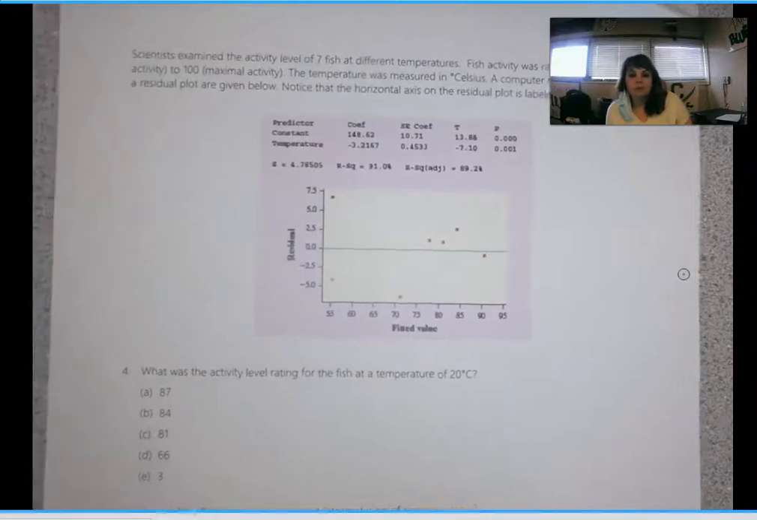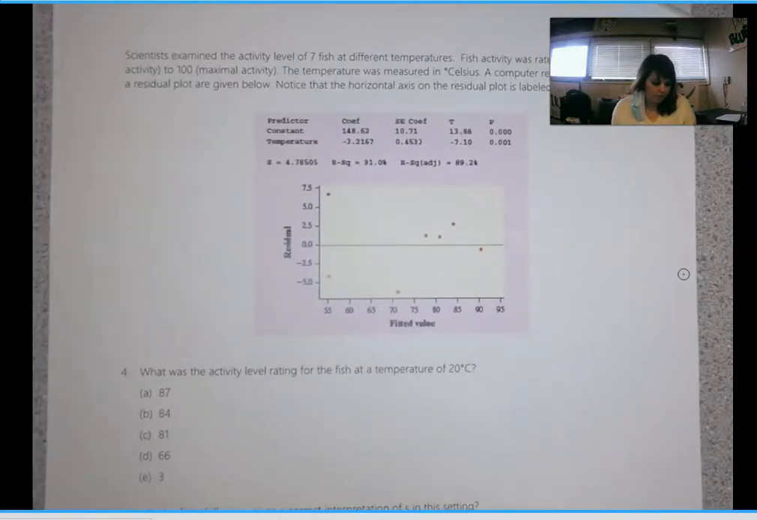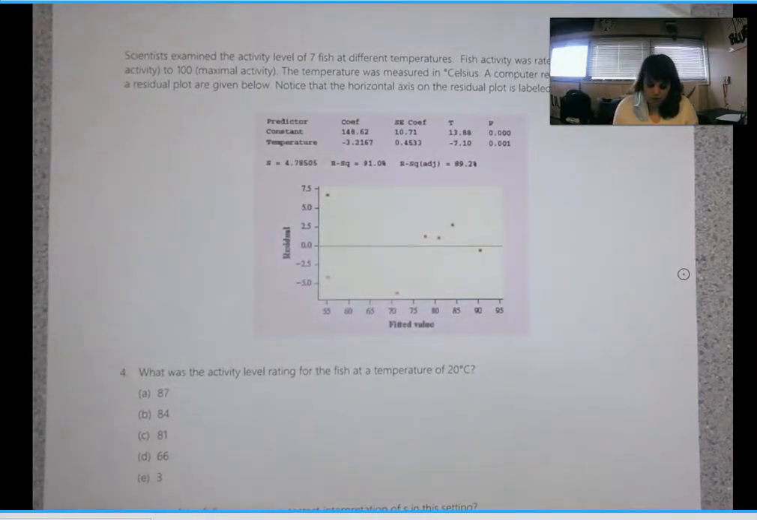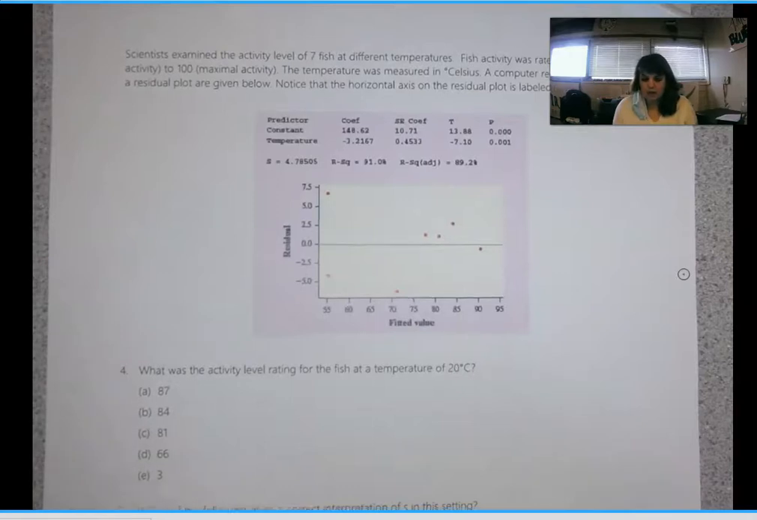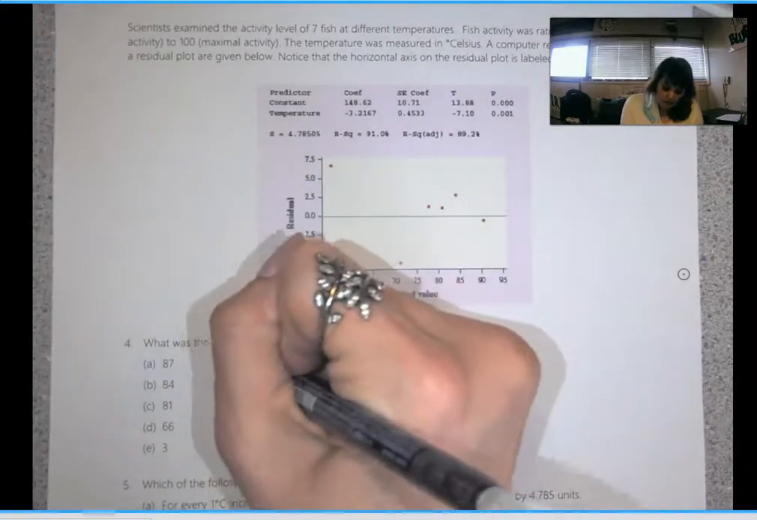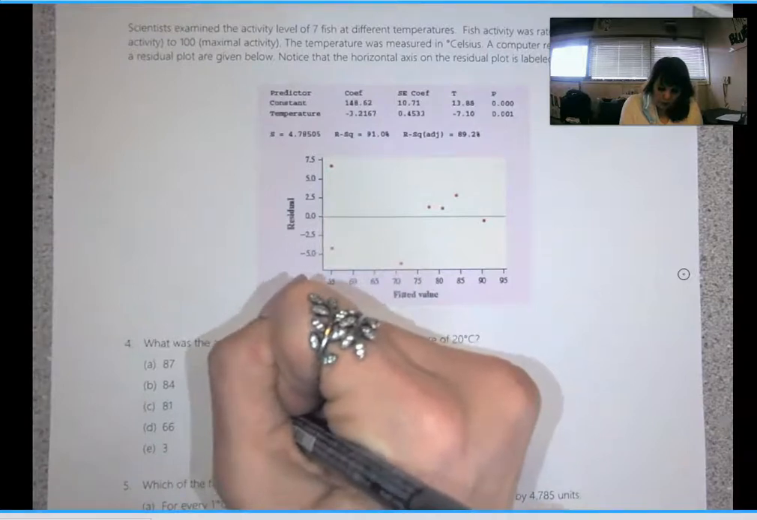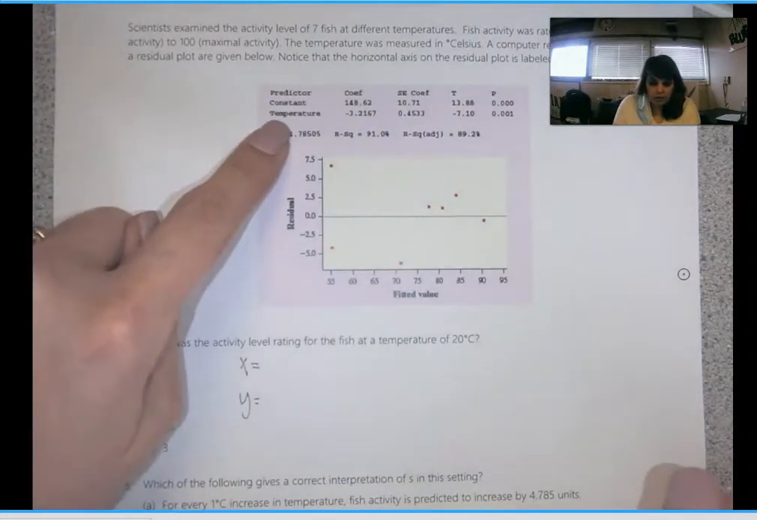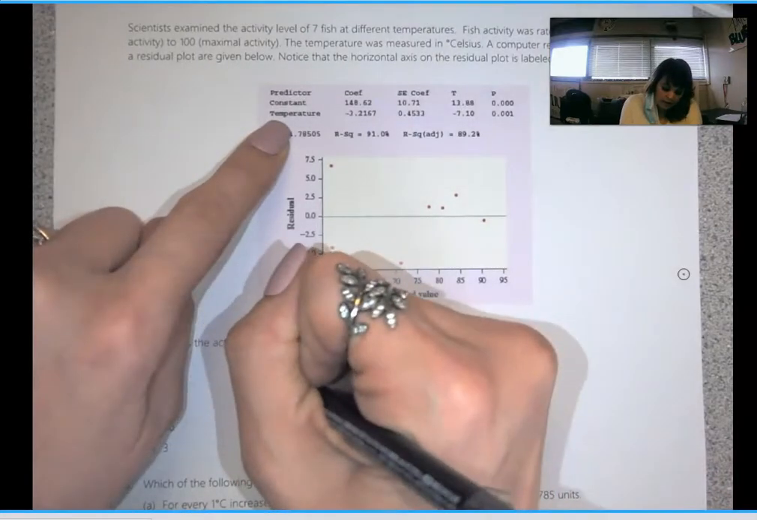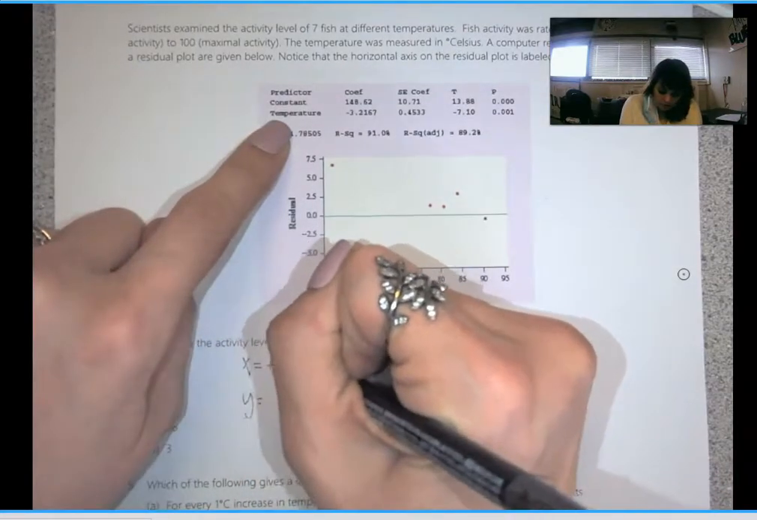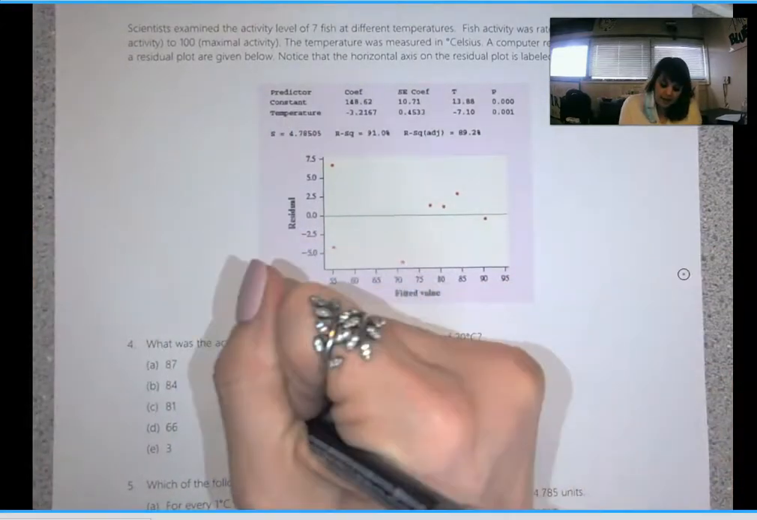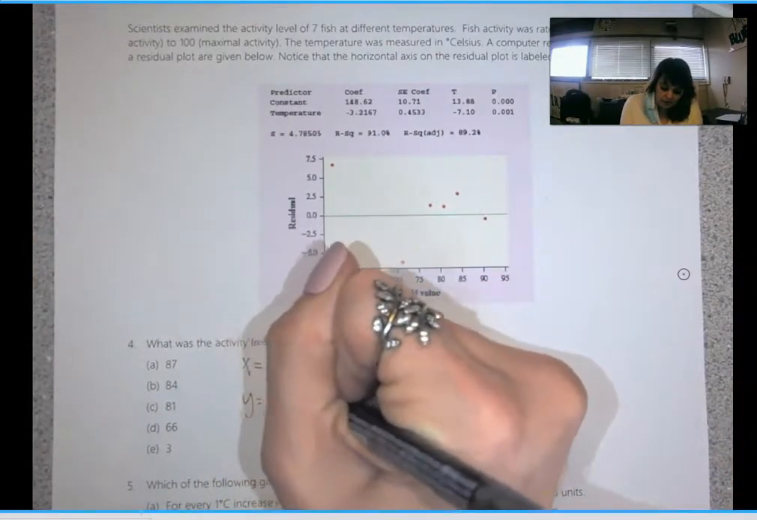For me, the most important thing, before I start this problem, is to determine what is x and what is y. So what is my x variable? What is my y variable? I like to go to the computer output to help me. So x is your temperature, which means y has to be your activity level.